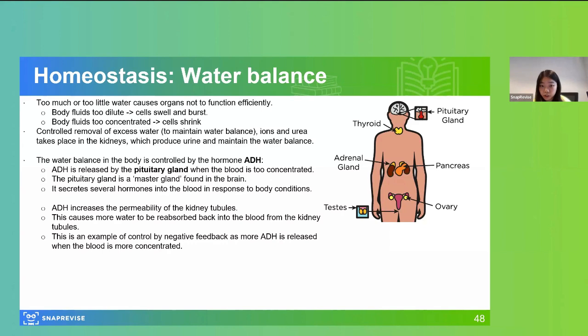So removing any excess water, ions and urea, this all takes place within the kidneys. This produces urine and maintains water balance. So sometimes you might think, why is my urine more clear on other days and why is it more yellow on other days? It's because there's either more water or less water in your urine, depending on how much water you have in your system.